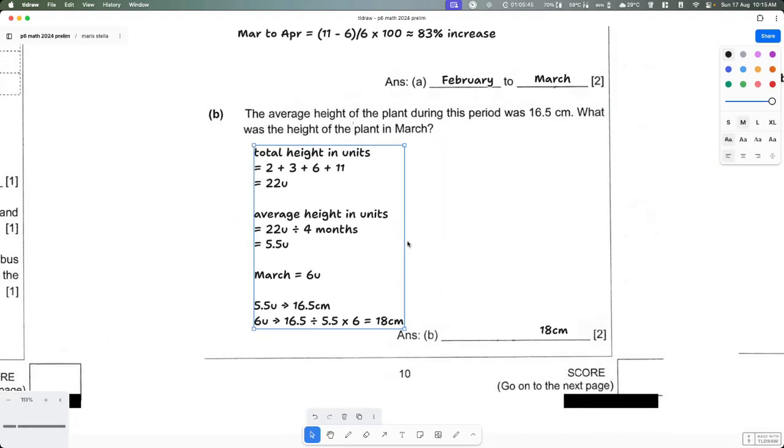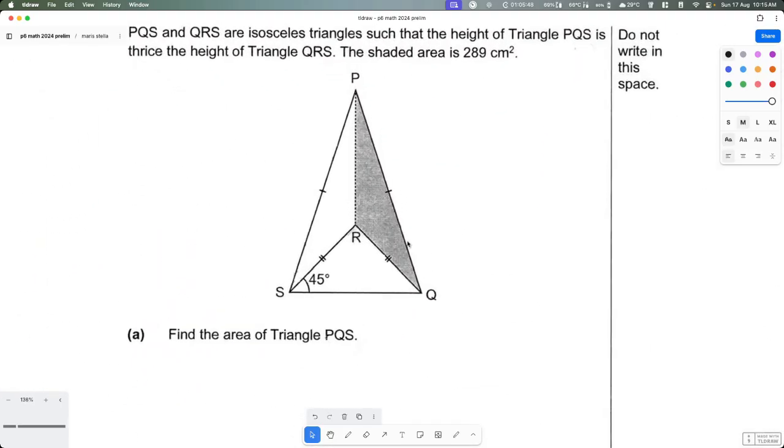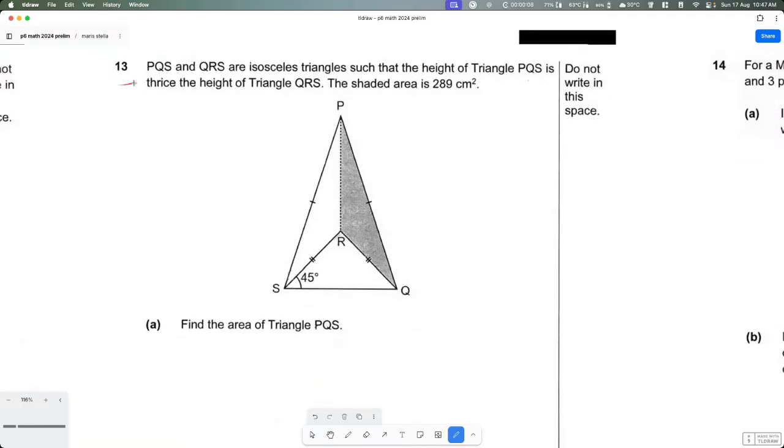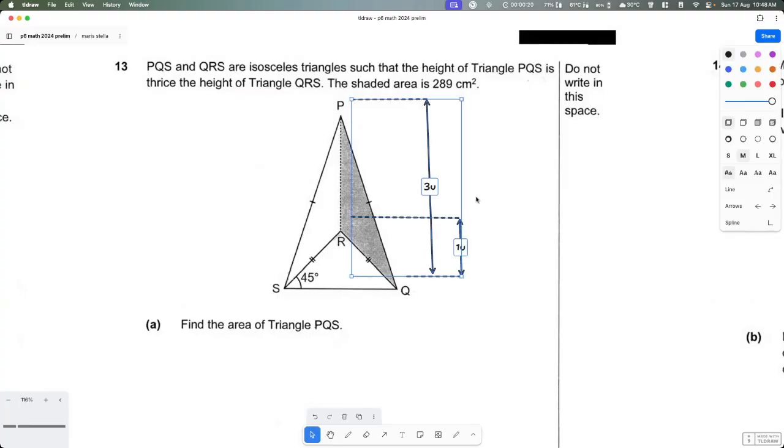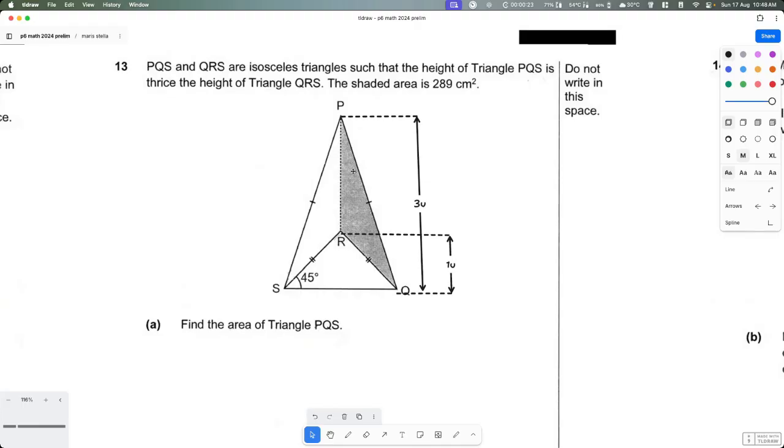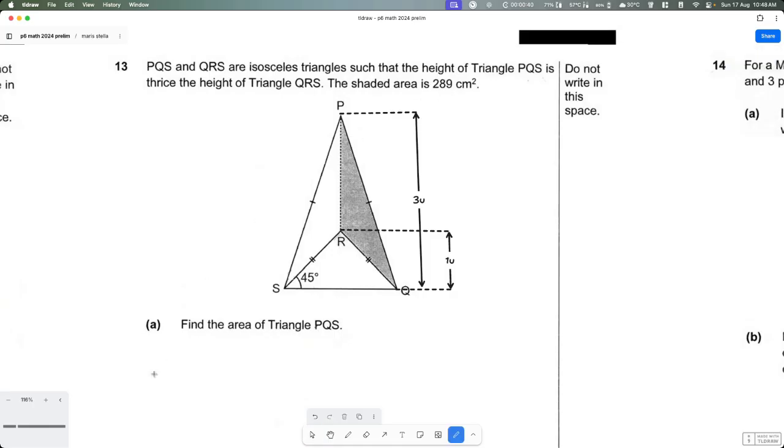All right, let's move on to the next question. Question 13. PQS and QRS are isosceles triangles such that the height of triangle PQS is thrice the height of triangle QRS. So in a way, it looks something like this, right? Where the height is like this. So PQS is 3 units and QRS triangle is 1 unit. The shaded area is 289 centimeters squared. So part A says find the area of PQS, which is the whole thing over here.